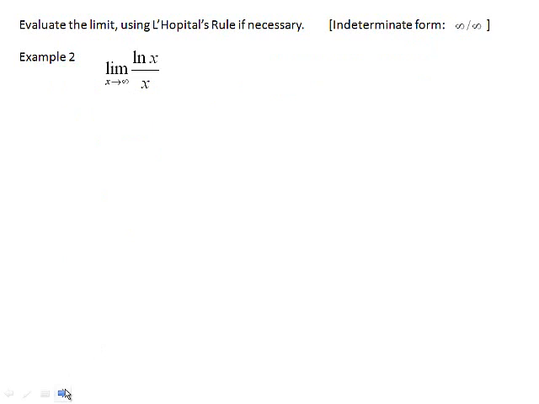All right, here's example 2. So my indeterminate form this time is we end up with infinity over infinity.